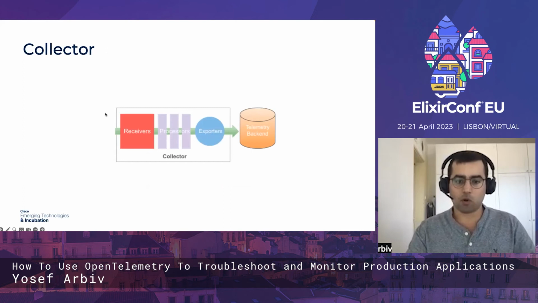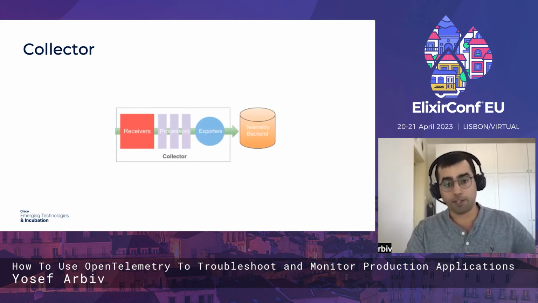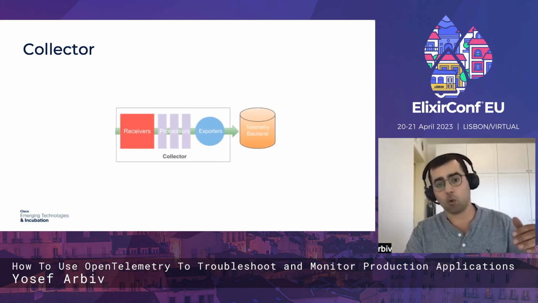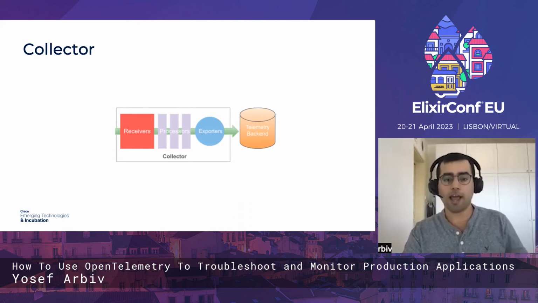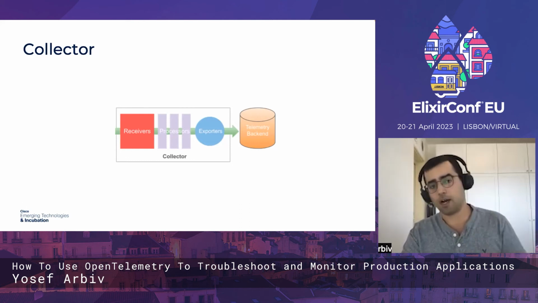Let's talk a little bit about the collector. The collector receives the data from different sources. It can process it. So, for example, to omit some traces, to collect only 1 out of 100 traces, or to collect only error traces, and so on. And it can export the data to whatever backend that you are using.